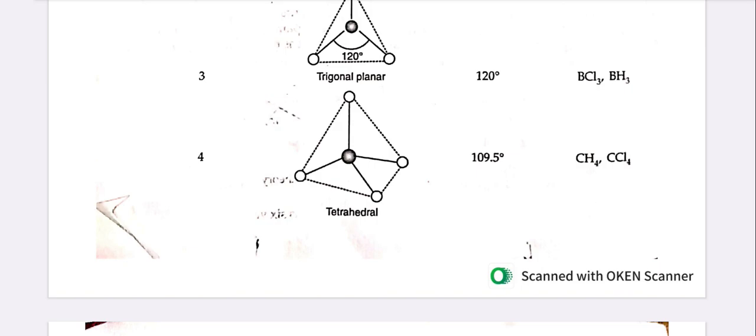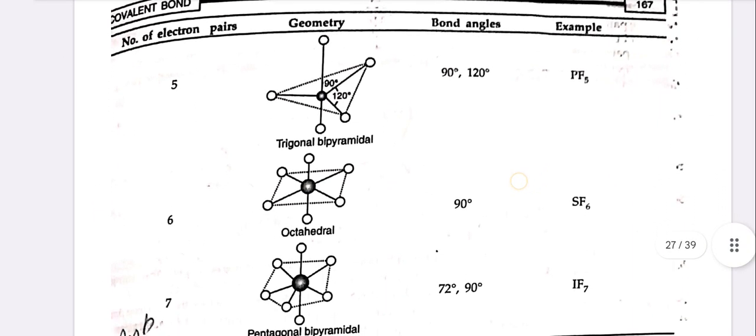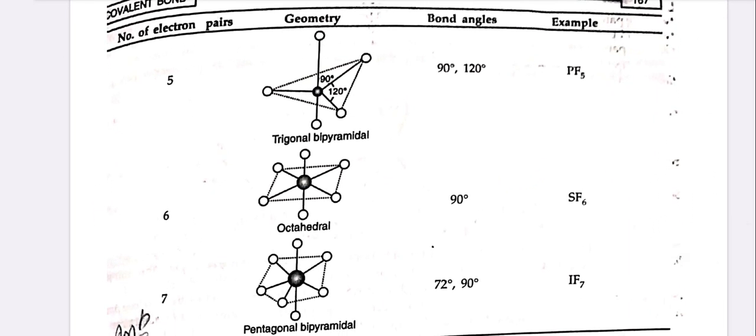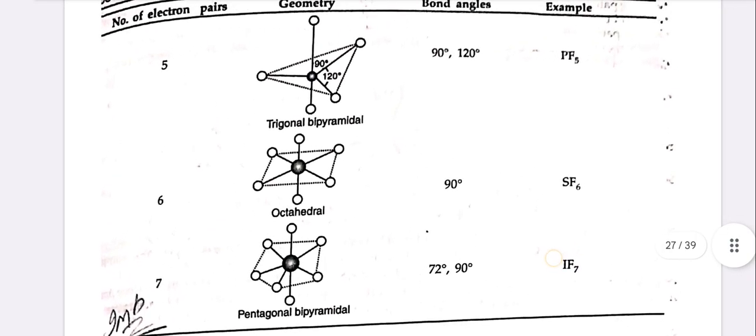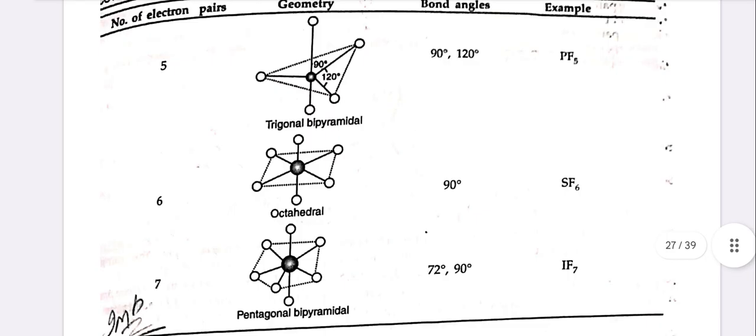Examples CH4, CCl4. Number of electron pairs 5, geometry trigonal bipyramidal, bond angle 90 degree and 120 degree. Example PF5. Number of electron pairs 6, geometry octahedral, bond angle 90 degree. Example SF6. Number of electron pairs 7, geometry pentagonal bipyramidal, bond angle 72 degree and 90 degree, and example is IF7.